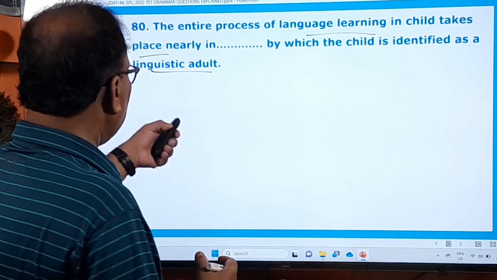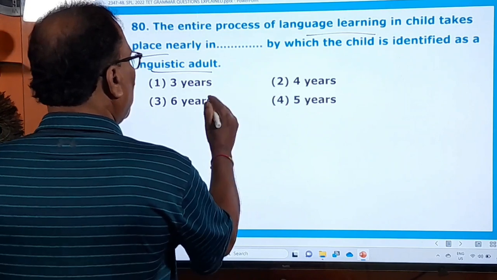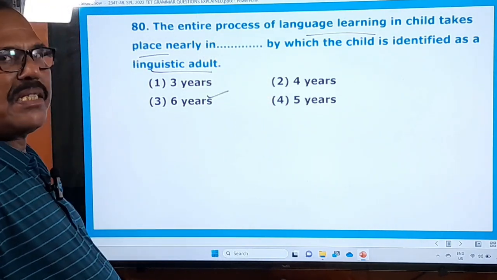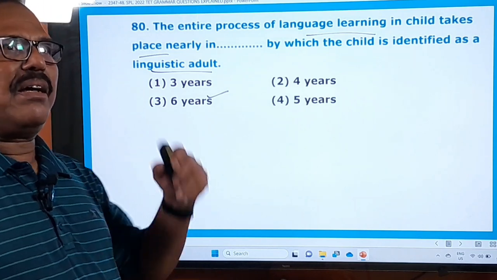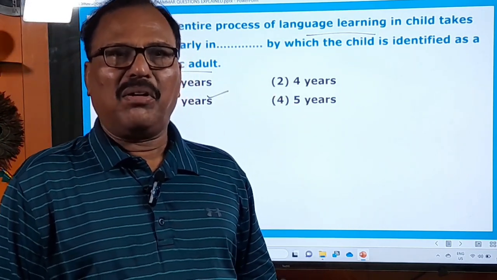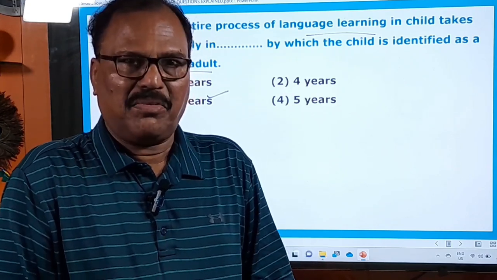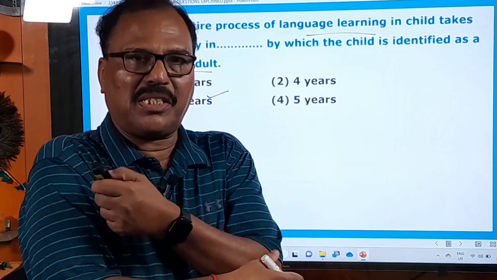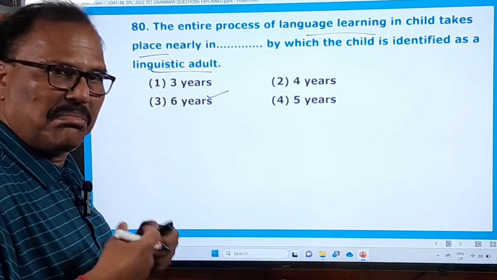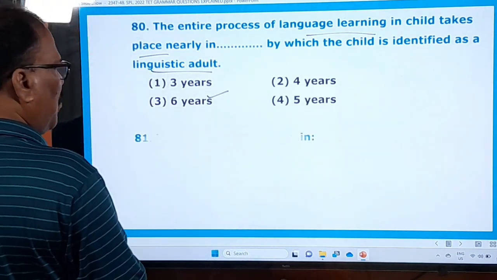Okay. So let us see the options given. 3 years, 4 years, 6 years, 5 years. As far as my knowledge goes with this question, I think 6 years is the right answer, because when the child attains the age of six, he can speak a beautiful mother tongue without mistakes. He can read and write his mother tongue also by the age of six. Then he becomes a linguistic adult, right? Okay, now we go to the next question.